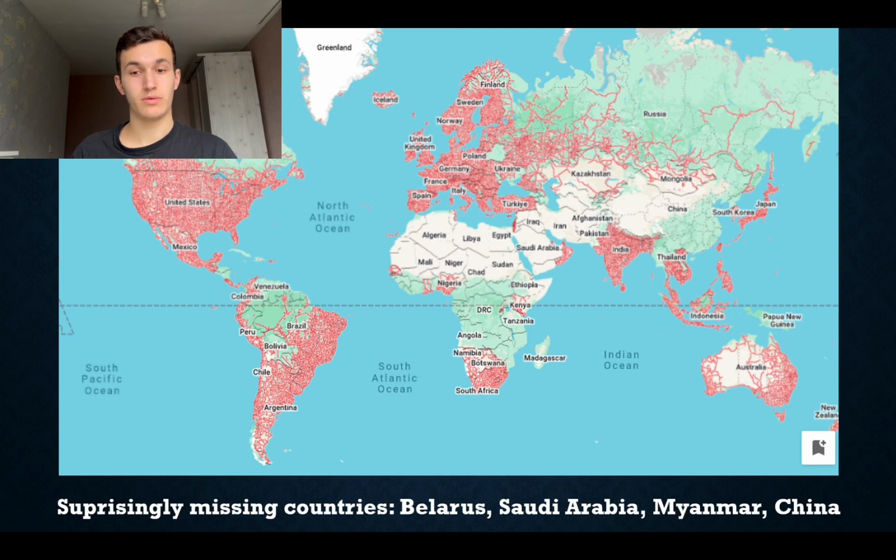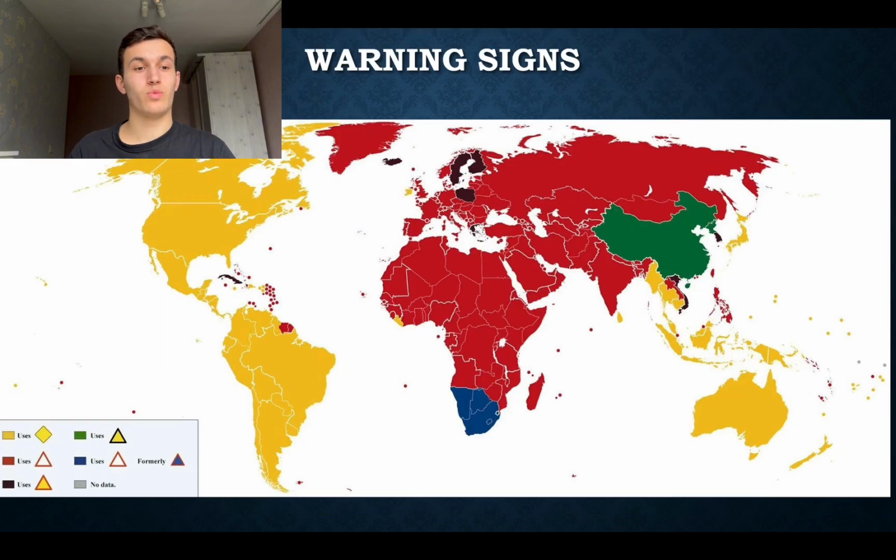As I mentioned, Belarus and China, but also Saudi Arabia is quite surprising that it doesn't have all the countries around Myanmar have coverage, and it doesn't have. Let's go to the next map, which is about warning signs. Here we won't spend too much time.